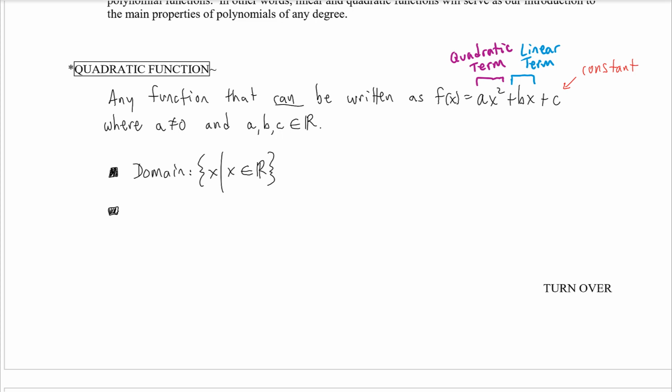Well, as we're going to see, by having the x squared term, the average rate of change will not be constant. This graph will not have a constant rate of change. The slope will not be the same everywhere on the graph. So it must be something else. So this graph is nonlinear. And as you may remember from Algebra 2, it's actually parabolic.